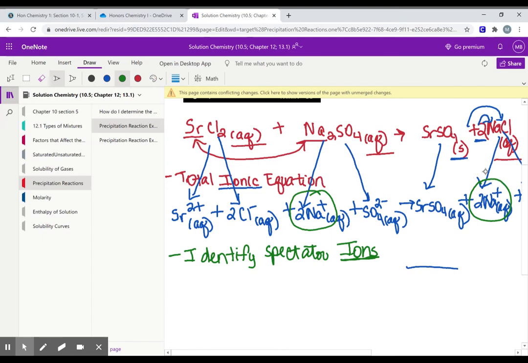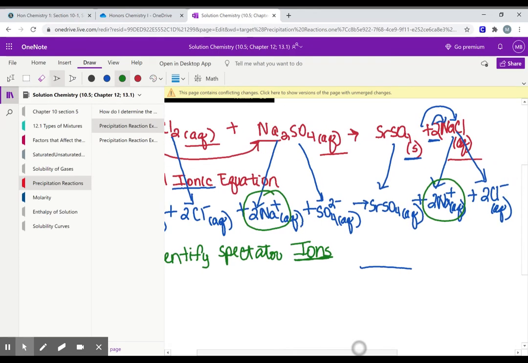Now, your spectator ions should match, they should be identical. Their coefficients should be identical. So if for some reason, when you get to the end, you don't have identical coefficients, this is a clue to tell you that you need to go back and double check your work. And then I can also identify that I have 2 chloride ions. Again, notice that they both have a coefficient of 2.